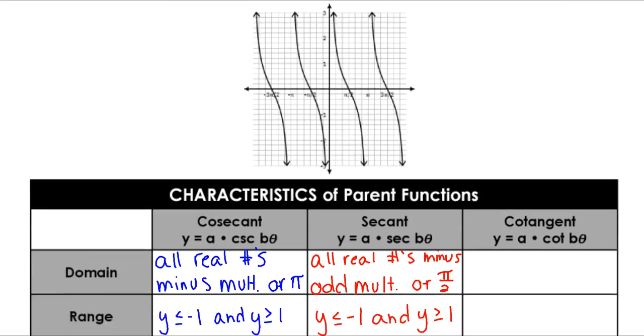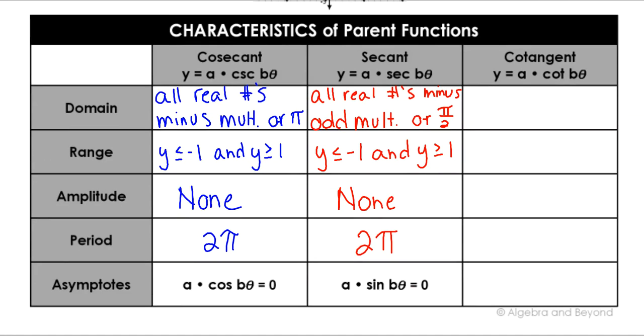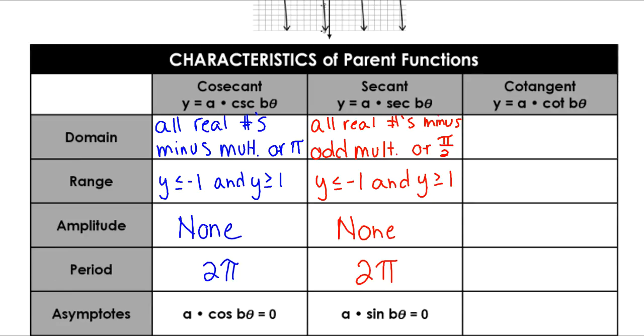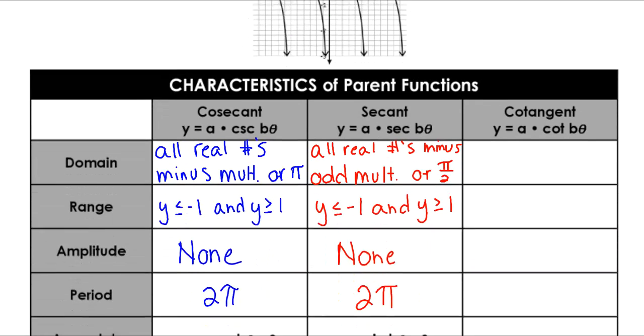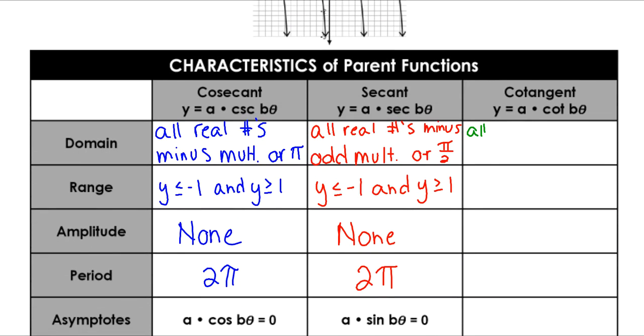So remember, our cotangent graph is the one that looks like that. The domain of that one, again, we have asymptotes going on, and I can see that those are happening at the multiples of pi. So this is going to be all real numbers minus multiples of pi. The range on this one actually does go up and down forever with no gap, so negative infinity to positive infinity.